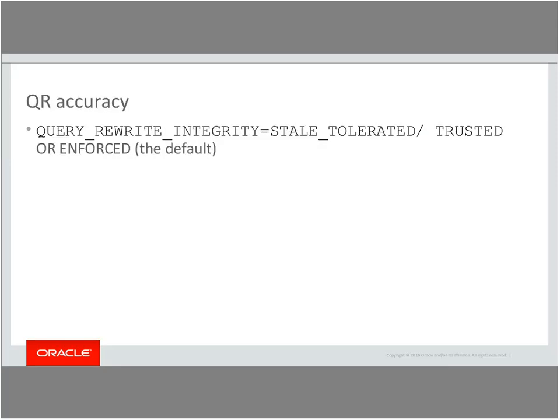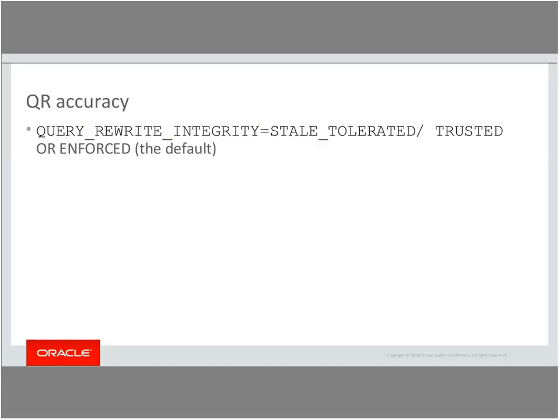Query rewrite accuracy. Query rewrite offers 3 levels of rewrite integrity that are controlled by the session parameter query_rewrite_integrity, which can be set in the parameter file or controlled using alter session or alter system. The 3 values are enforced, trusted, and stale_tolerated. Enforced is the default mode.